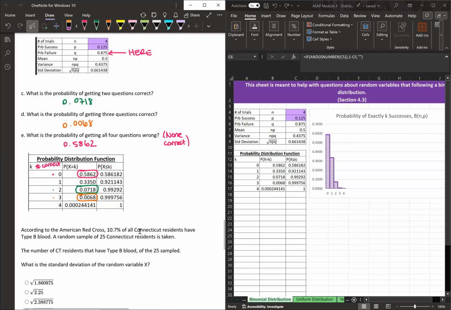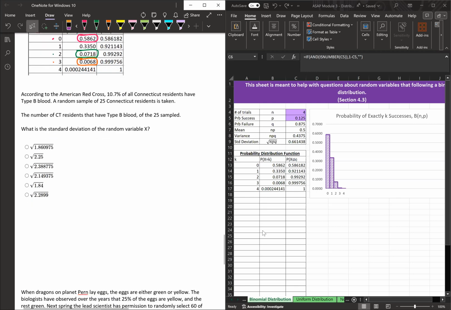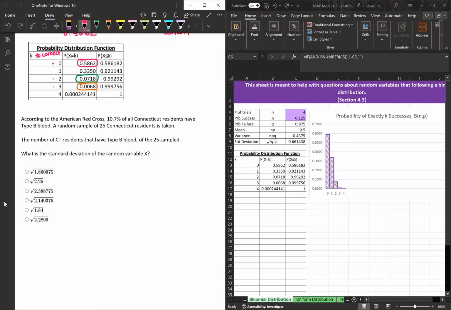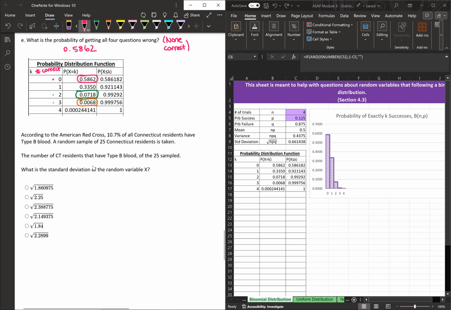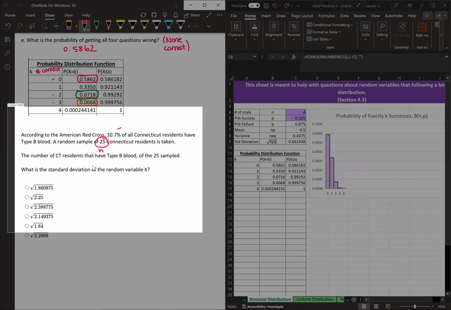And I wanted to do one last one. This one seems pretty straightforward, but the answer format is interesting. So let's do it really quickly. According to the American Red Cross, 10.7% of all Connecticut residents have type B blood. A random sample of 25 residents is taken. So here we're given N, here we're given P. Okay, so N is 25, P is 0.107. Convert that percent to a decimal.